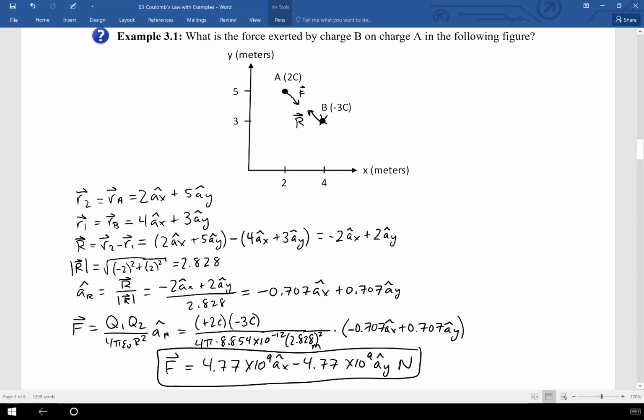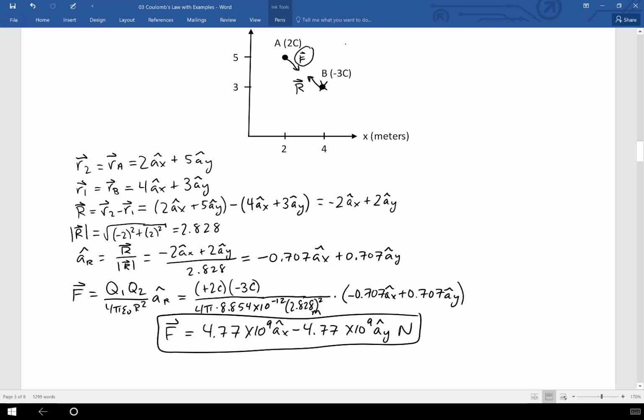And if we look at this, we can see that this has a positive x component of the force and a negative y component. And when I come back up here and I look at the force that I originally sketched, it has a positive x component and a negative y component. So I'm feeling pretty good about this. Let's take a minute and just think about how big these numbers are. Of course, the size of these numbers is largely coming from this 10 to the minus 12th right here. That negative 12 in the denominator becomes a positive 12 in the numerator.